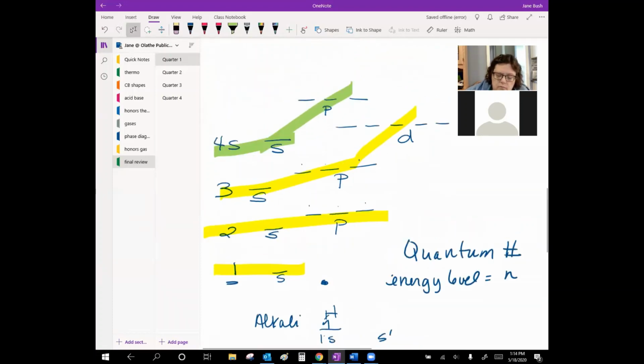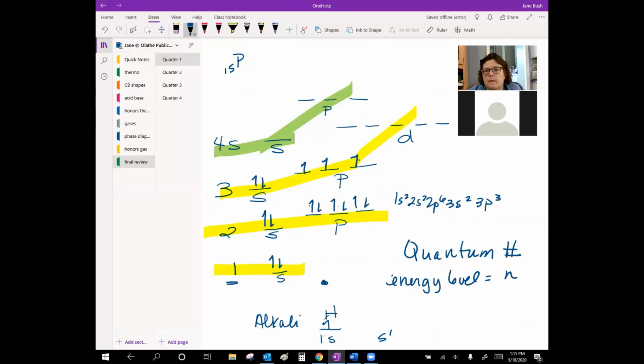So back to filling. The rule for filling electrons is we start with the lowest energy first, and then we build up. So if we want to do phosphorus, phosphorus has 15 protons. So when it's neutral, it's going to have 15 electrons: 1, 2, 3, 4, 5, 6, 7, 8, 9, 10, 11, 12, 13, 14, 15. And we would write that 1s2, 2s2, 2p6, 3s2, 3p3. Okay.